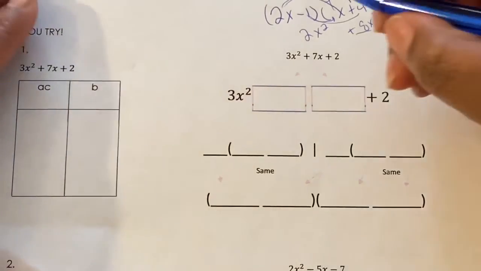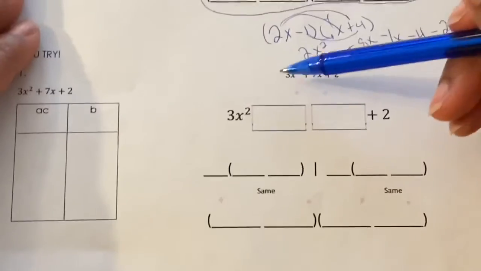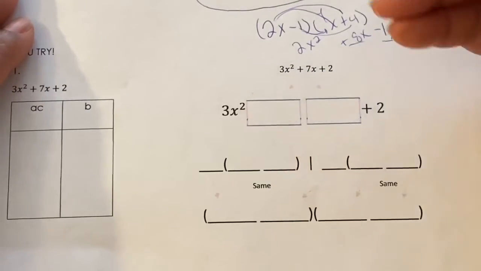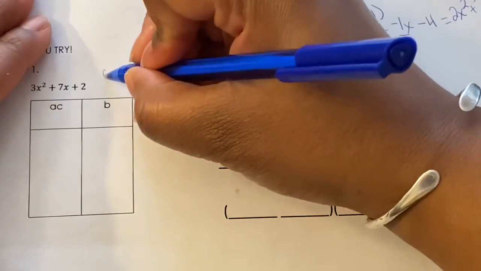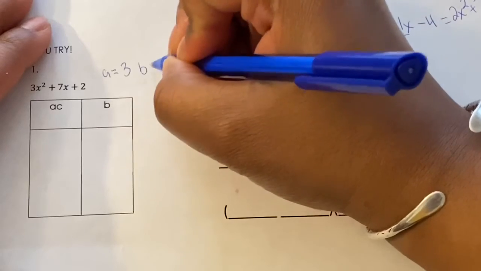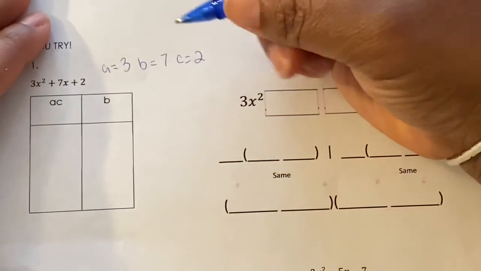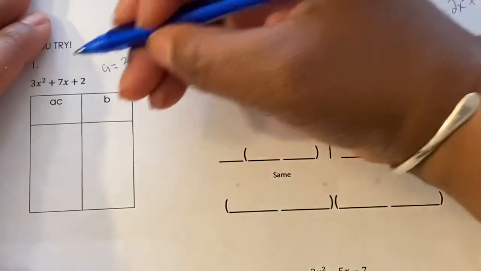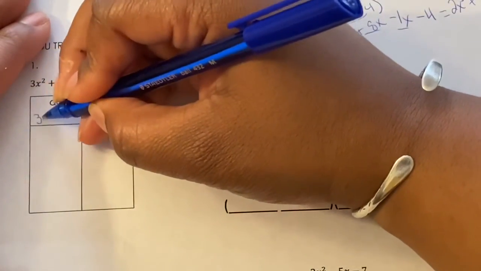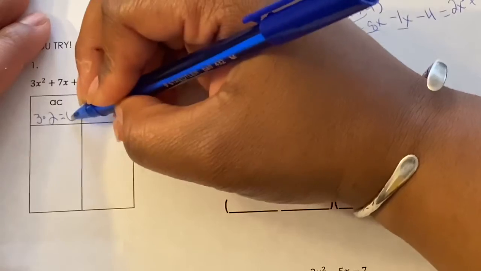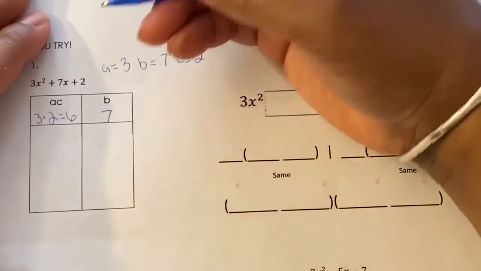All right, now, we cannot take out a GCF, so we must first find the factors of A times C. A here is 3, B is 7, C is 2. I have to find the factors of 3 times 2, which is 6, that add to make 7.